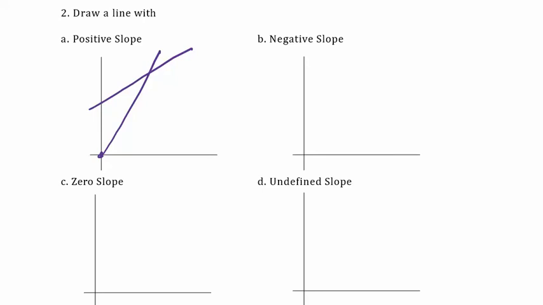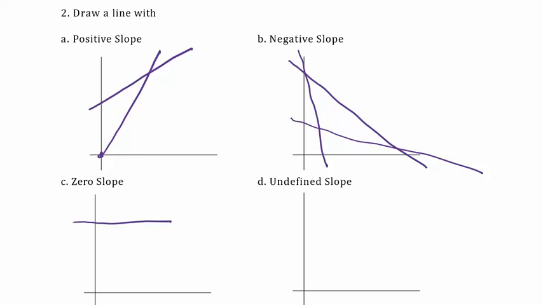Negative slope, maybe something like that. It could be very steep like that, or it could be kind of flat like that, but as long as it's going downhill, that's a negative slope. Zero slope has to be a horizontal line, and it could be placed anywhere here. Undefined slope has to be a vertical line, and you could place it anywhere you want.